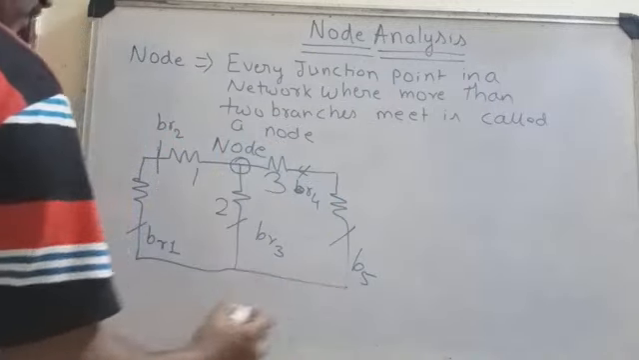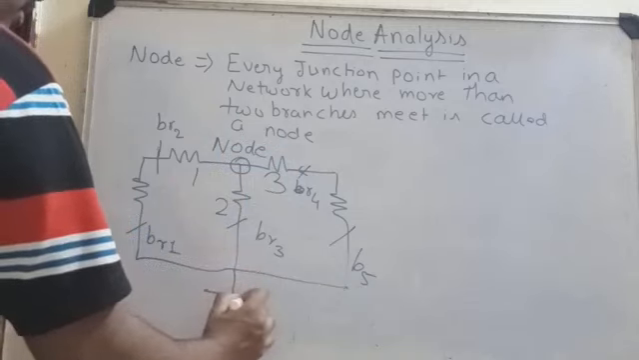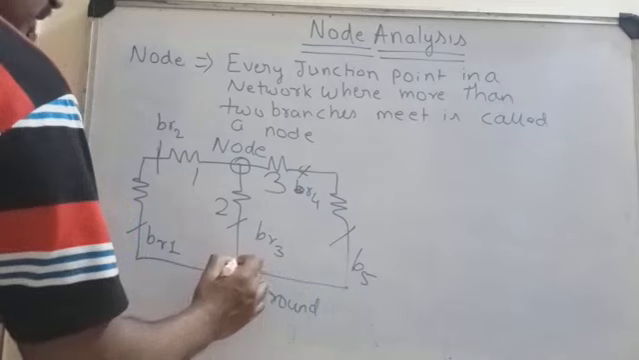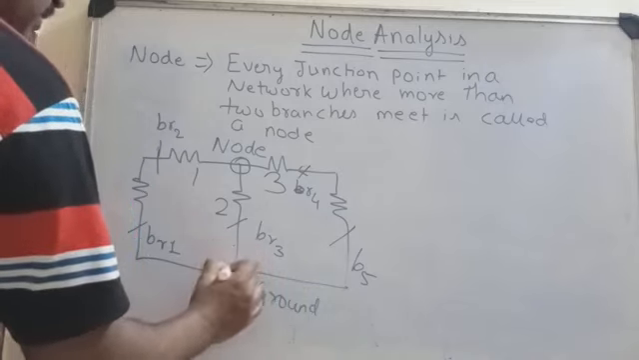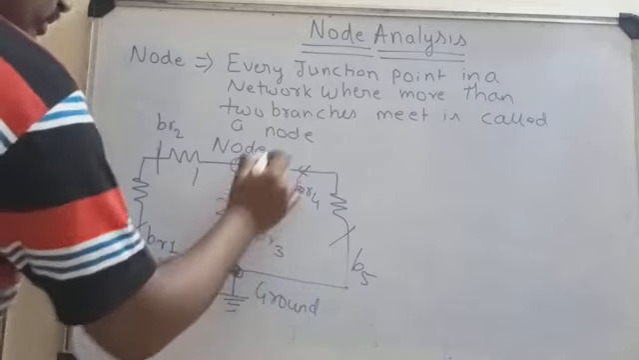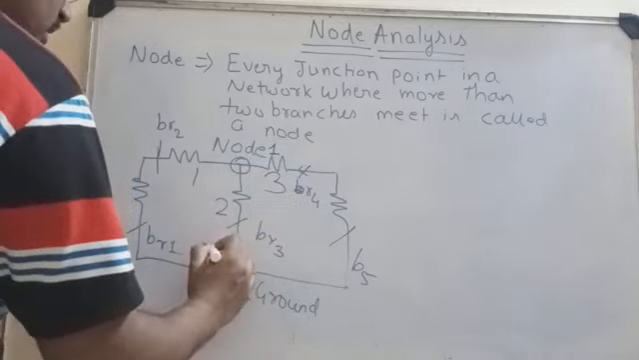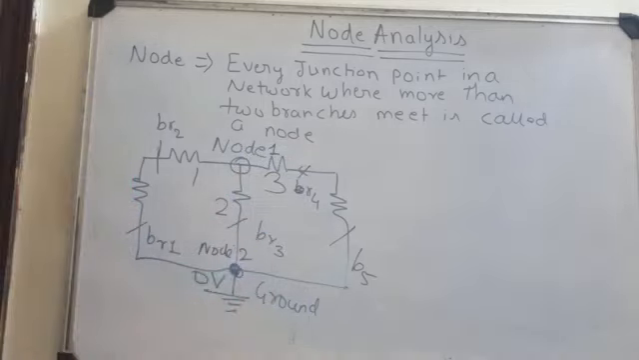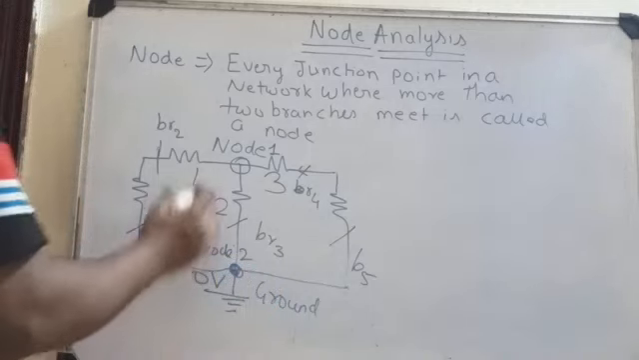Similarly, ground point is where again the branches meet. So ground point is also a node. So this is node 1, this is node 2, and by default this is 0 volts.